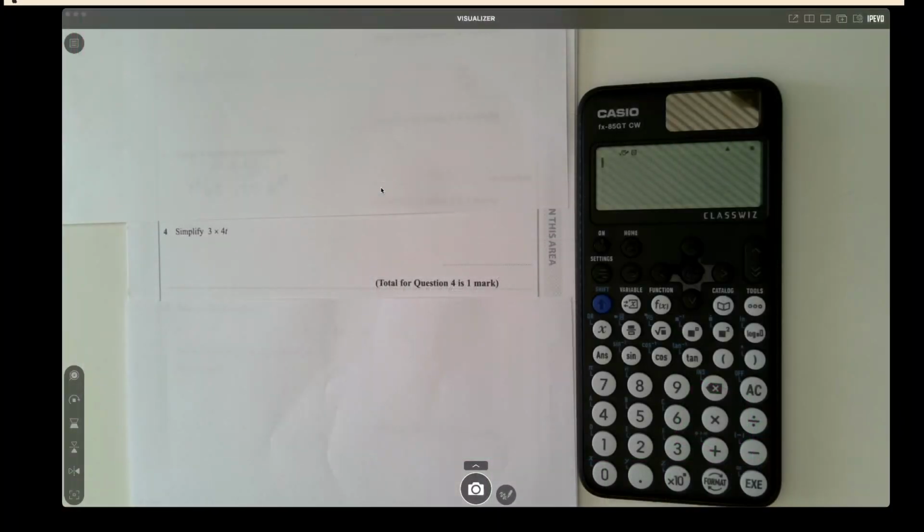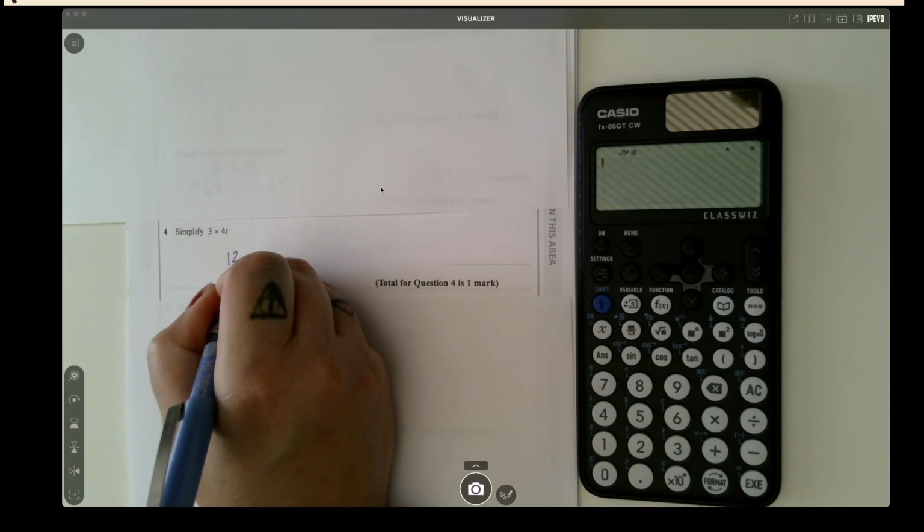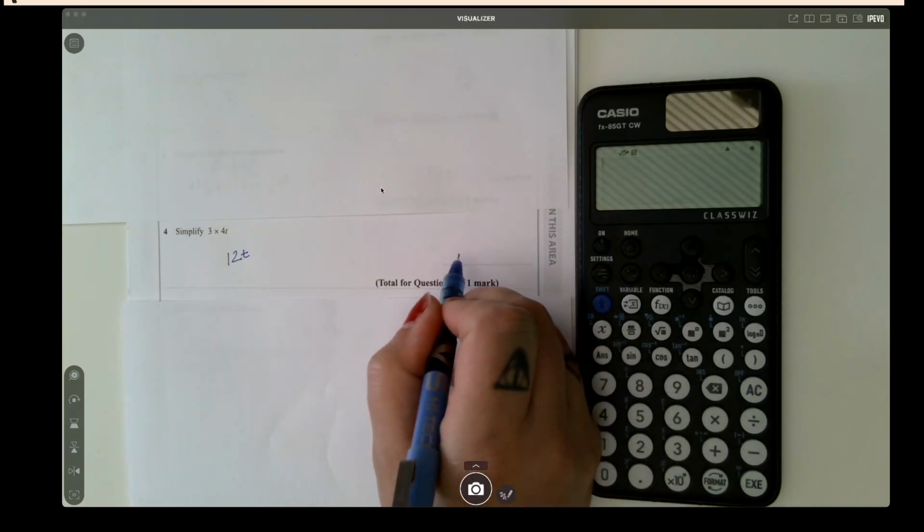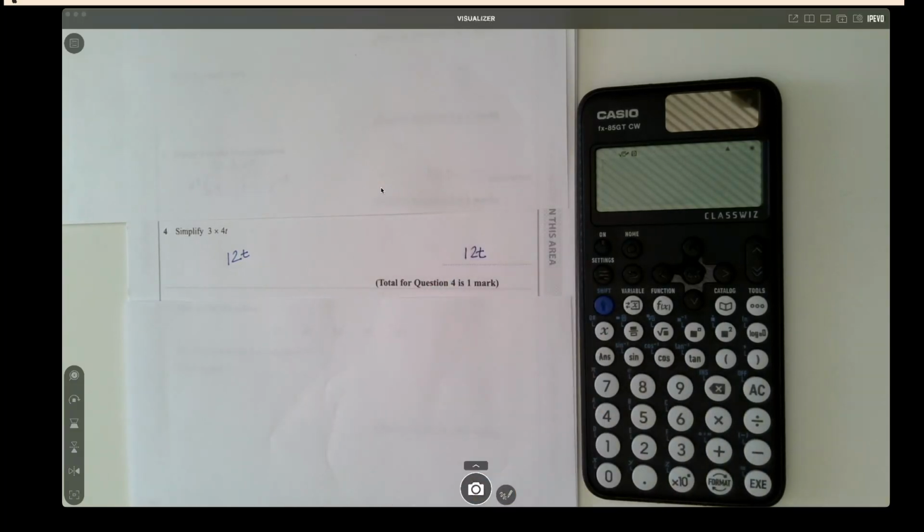Question 4. Simplify 3 multiplied by 4t. Well, 3 multiplied by 4 is 12. It's just the t on the right hand side, so we're going to write our answer as 12t.